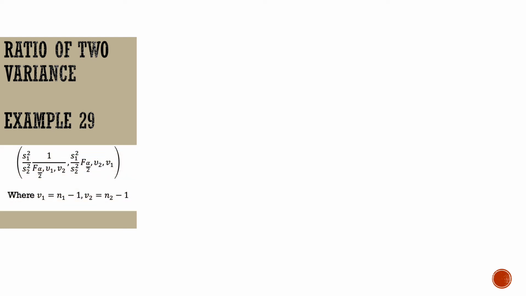Now we look into ratio of the two variances, specifically example 29. The formula is given by s1 square over s2 square times 1 over F alpha over 2, v1 v2 for the lower limit, and for the upper limit s1 square over s2 square times F alpha over 2, v2 v1. We switch v2 and v1, where v1 equals to n1 minus 1, v2 equals to n2 minus 1.